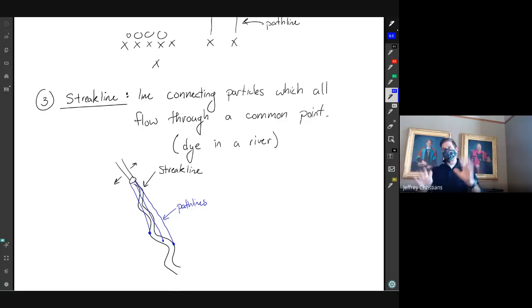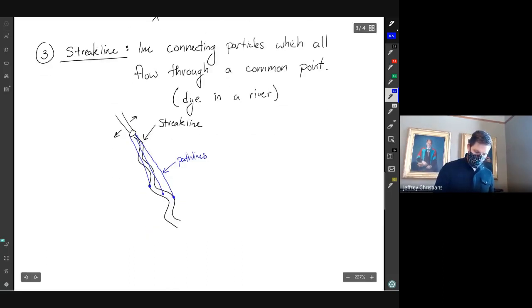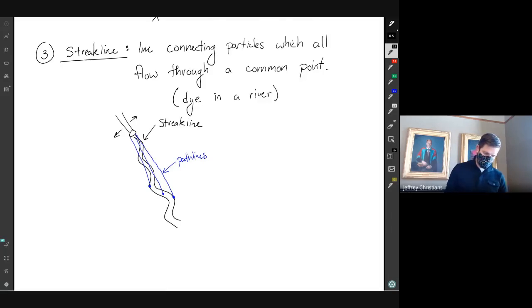Again, there's somewhat of a murkiness between some of the different definitions, and I understand that. The last one that we're going to talk about, and the one that we'll talk about the most, is called a streamline.